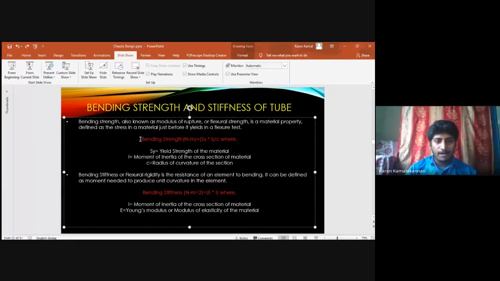This is the formula: bending strength, in Newton meter, equals Sy times I by C, where Sy is the yield strength of the particular material. For 4130, we have 460 megapascal, so we must take that yield strength, and I is the moment of inertia of the cross section of the material. Can I get an answer for what is the moment of inertia for a tube?